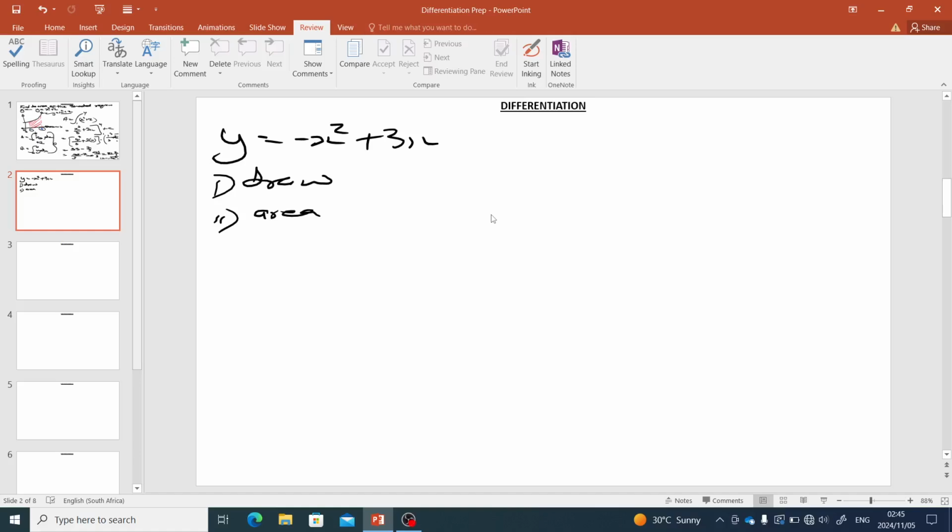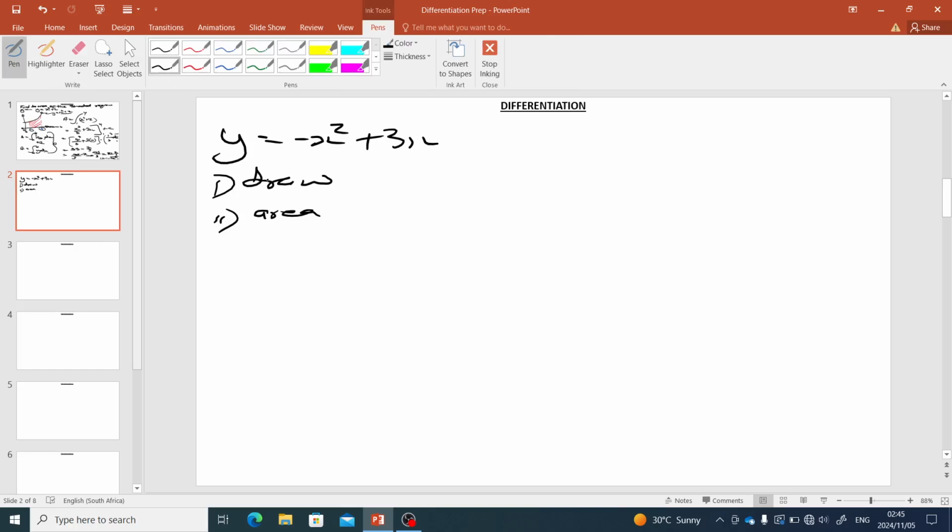Let us look at this given function here. They want us to draw the graph. They want us to calculate the area using the integration. Now, the first thing that we need to do is to get the intercepts. We need to get the intercepts, be it the x or the y. It doesn't matter.